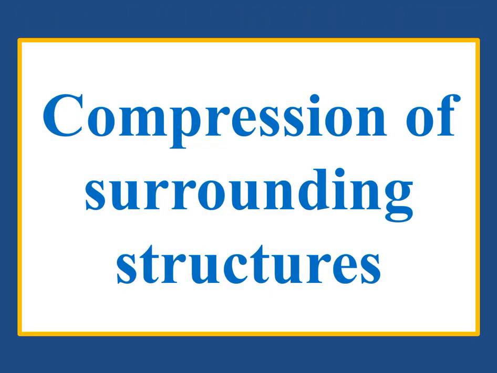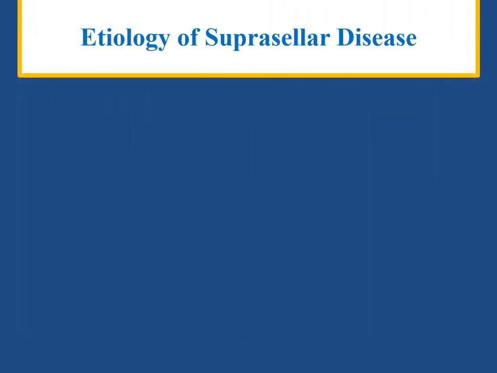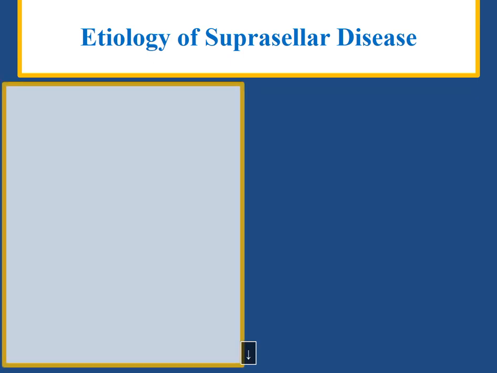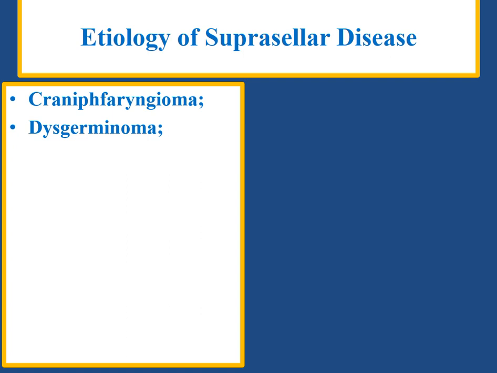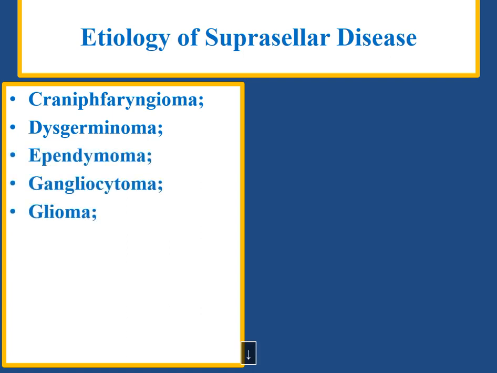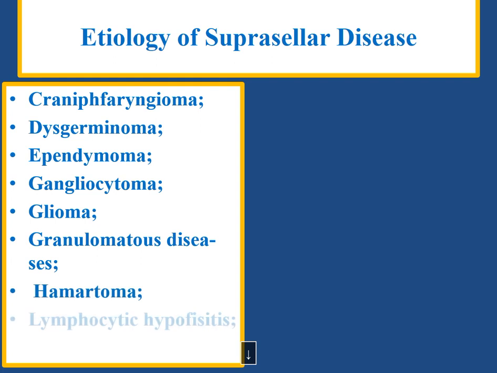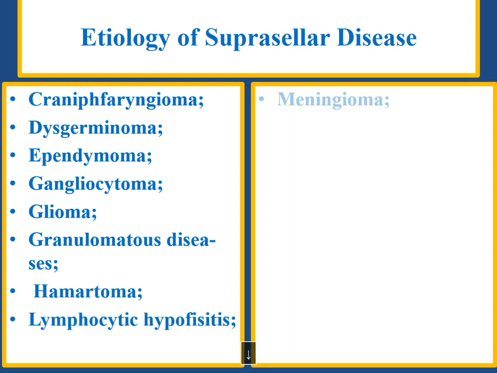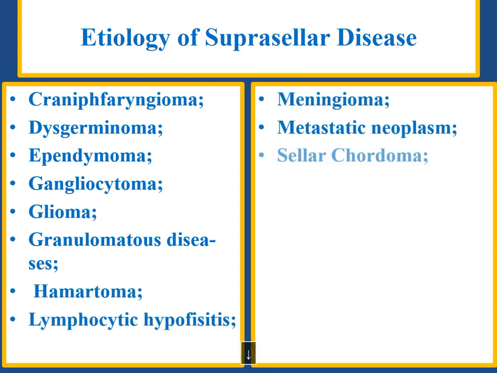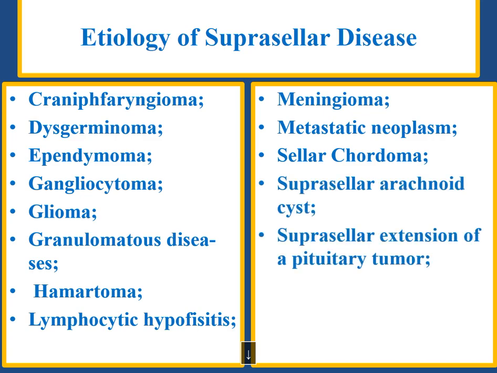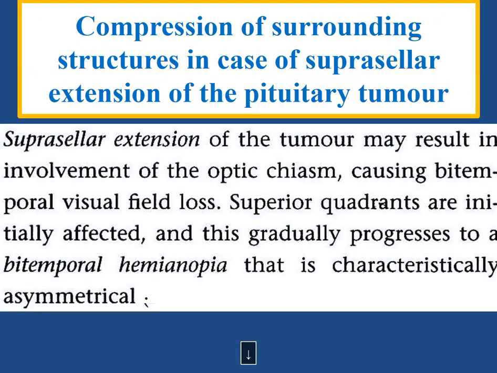Compression of surrounding structures. The etiology of suprasellar disease may be different. For example, craniopharyngioma, dysgerminoma, ependymoma, gangliocytoma, and so on. It may also be a metastatic neoplasm, suprasellar arachnoid cyst, suprasellar extension of pituitary tumor, and so on.